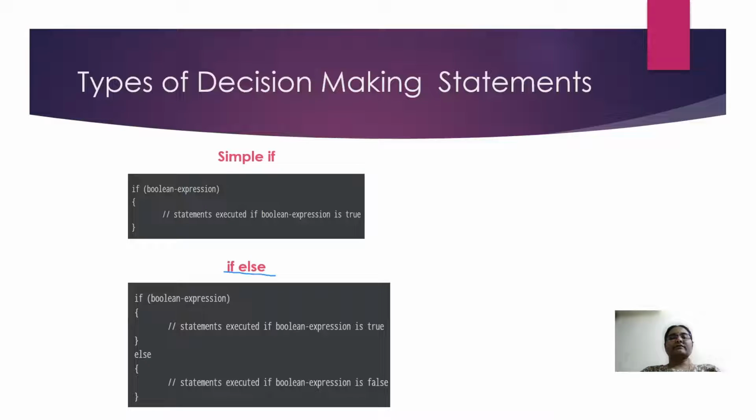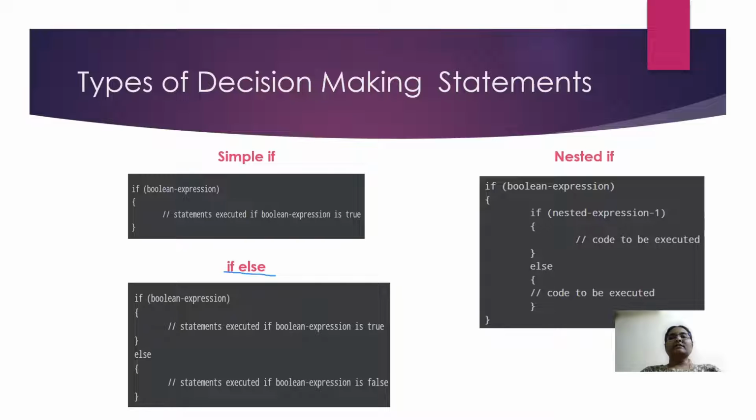The next type of statement is nested if statements. Assume that you want to check whether a person is eligible to donate blood. In that case, you want to check both the age and weight of the person. For this scenario, you can make use of a nested if statement, which means that you can enclose an if statement inside another if block. That is what has been given in this syntax.